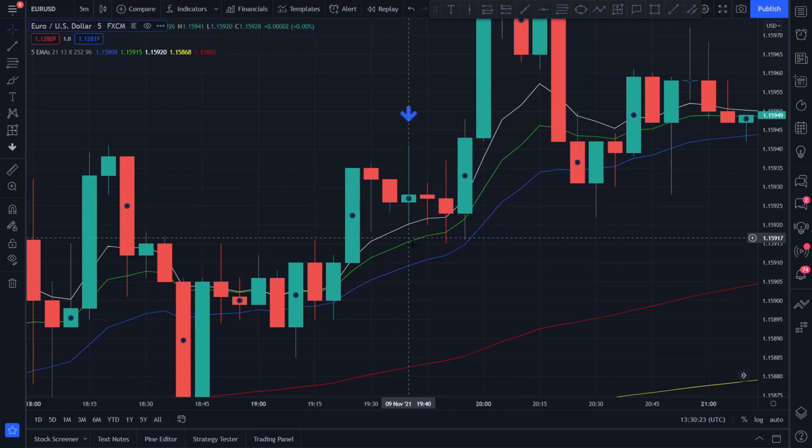Once you have your trigger candle, the next step is that you need to count back 5 candles. 1, 2, 3, 4 and 5. And you have to find the highest point of those 5 candles, which is going to be on this one. So let's mark that down.